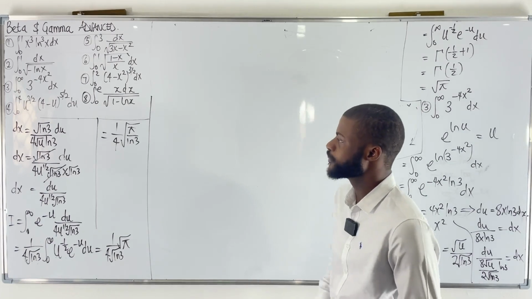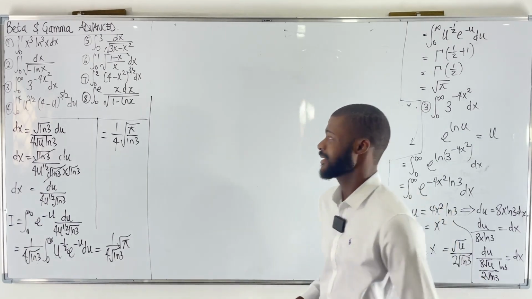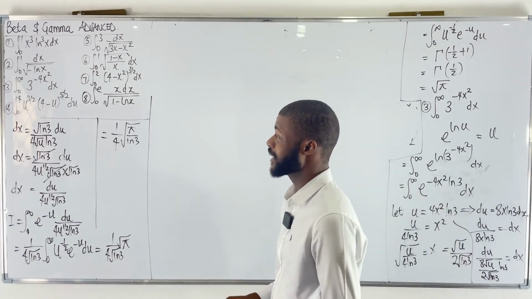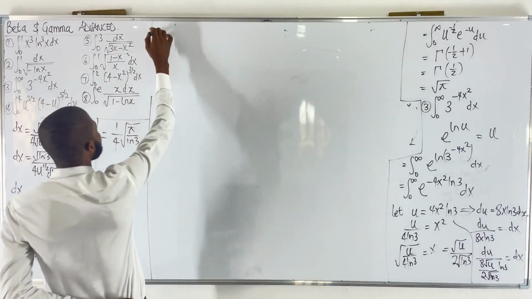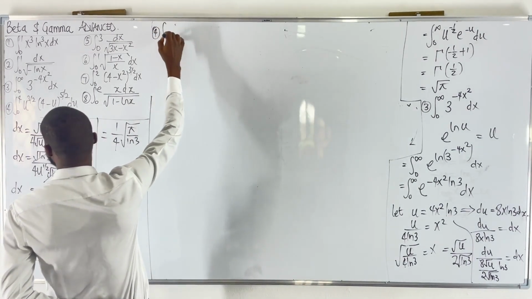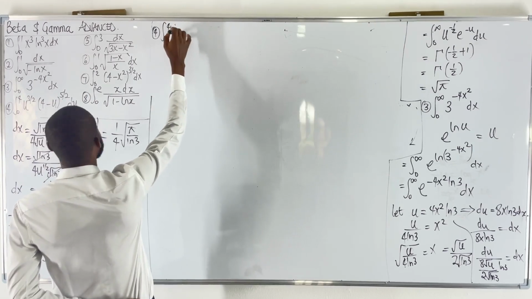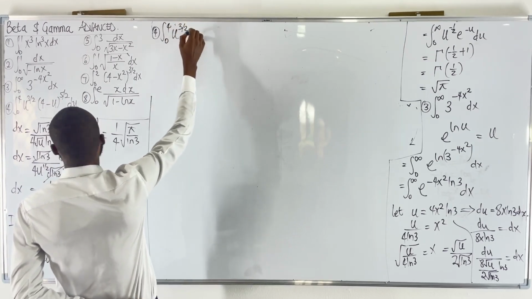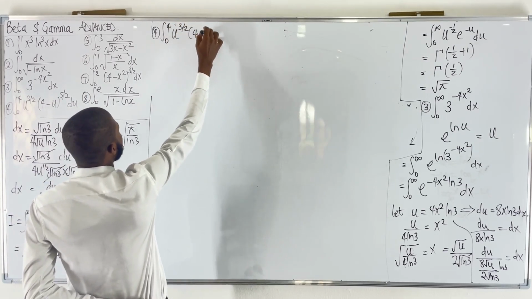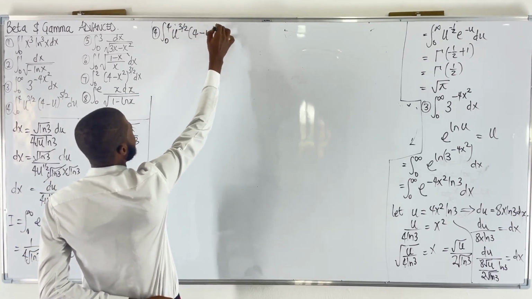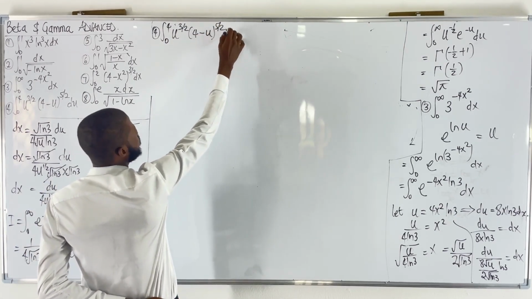Okay, number 4. Number 4 is actually easy. I feel like I shouldn't even do it, but let me just do it. So number 4, the integral from 0 to 4 of u to the 3 over 2 into 4 minus u to the power of 5 over 2 du.